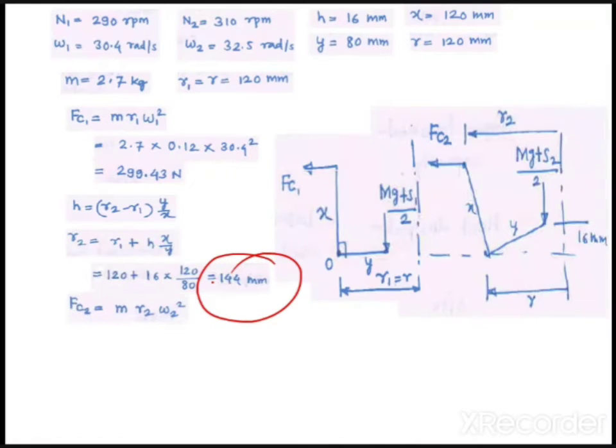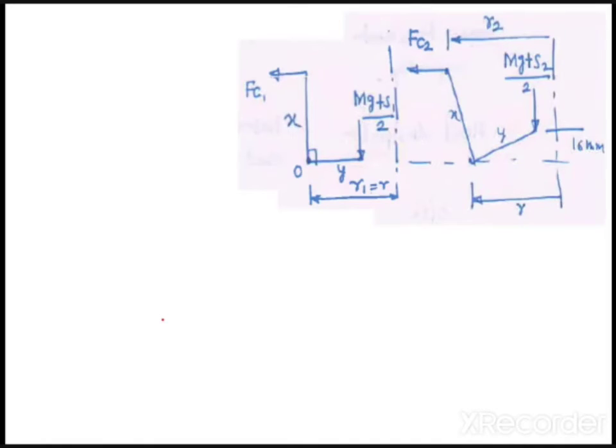Right. So next, what is FC2? FC2 is m R2 omega square. So I know m is constant, R2 now we have calculated, omega 2 you know, so you are getting FC2. Now you can see that FC2 is equal to 410.67 Newton. Okay?